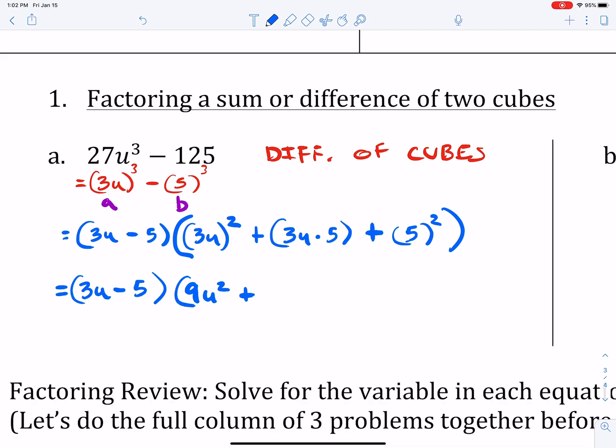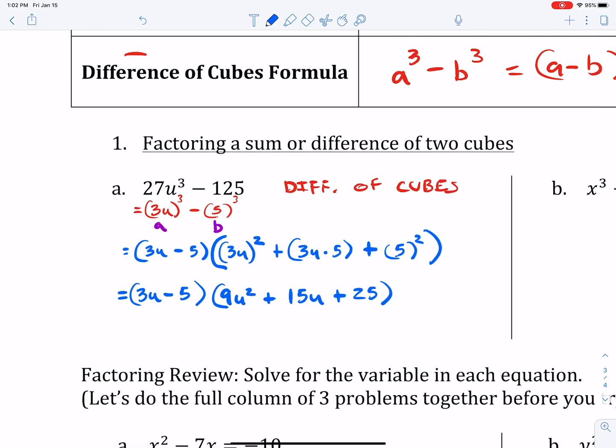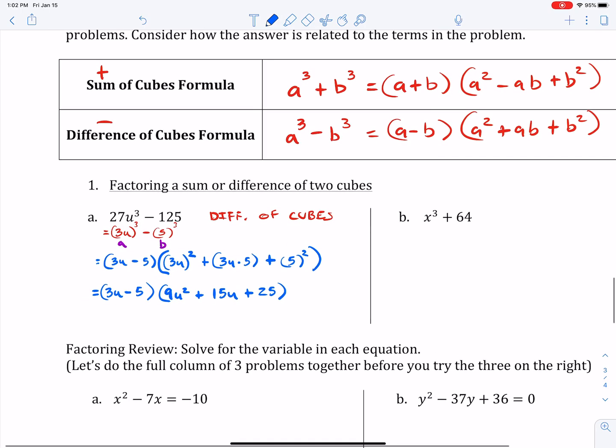Plus 3u times 5 is 15u, plus 5 squared is 25, and that's going to be my solution. So really, at the end of the day, it might seem difficult. I think the most difficult thing is knowing the formula. From there, what you want to do is have just a matching game of matching the A with the A and the B with the B, and then from there, simplifying, and you're good.